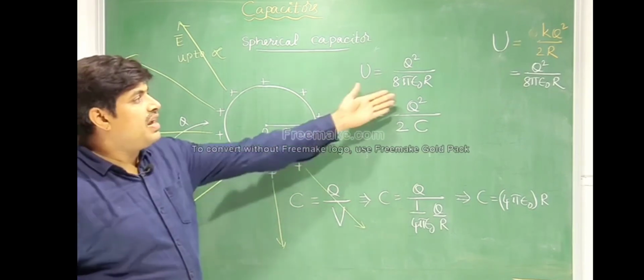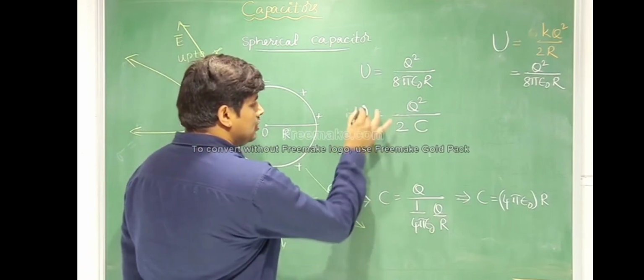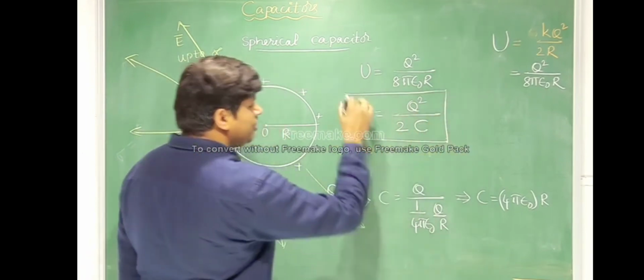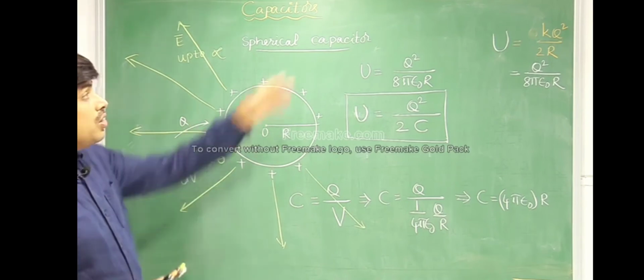Q square by 8 pi epsilon naught R, or you can say k Q square by 2R. This is energy, energy in terms of capacitance. For a spherical conductor, you can write it like this. This is said to be a spherical conductor, but not a spherical capacitor.